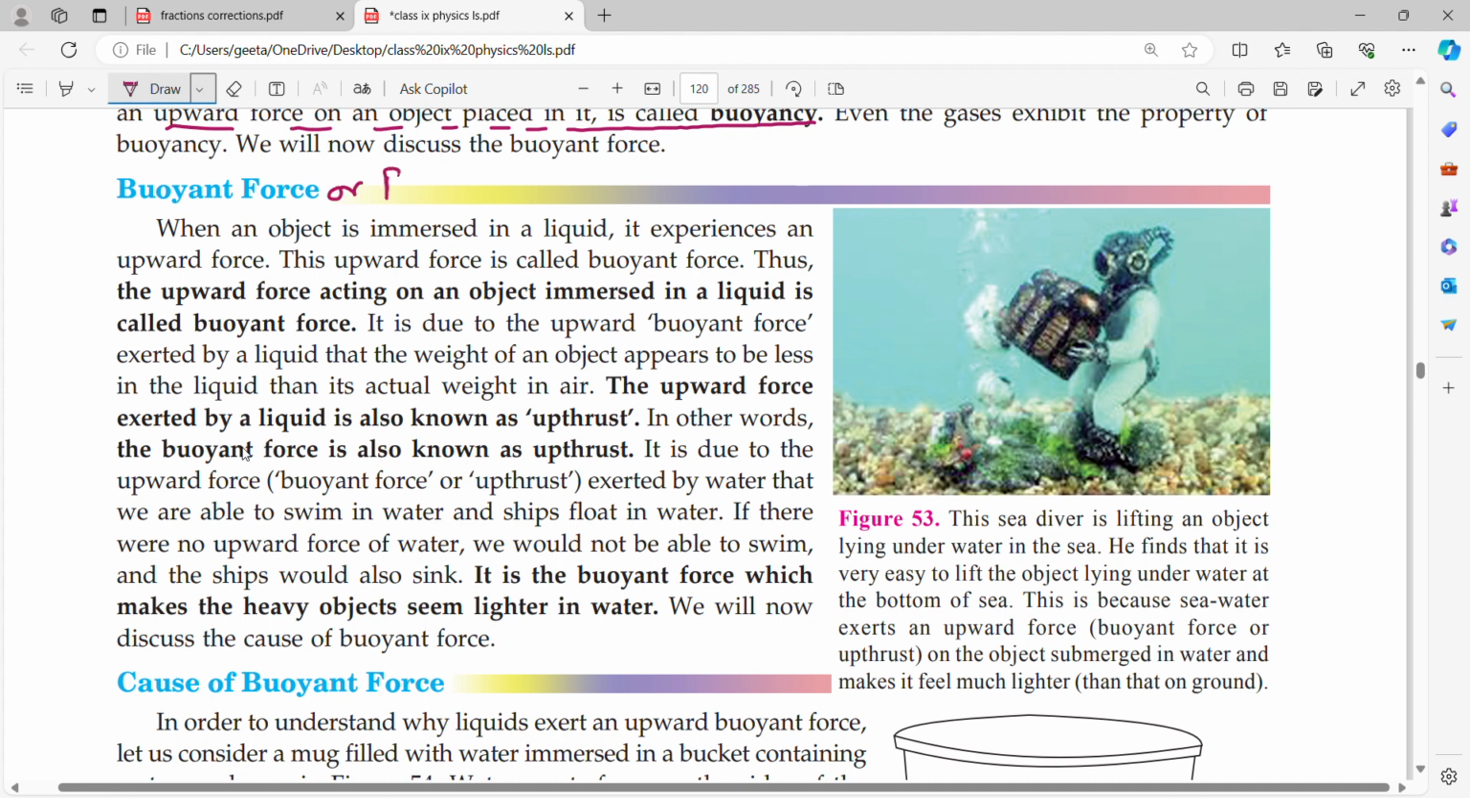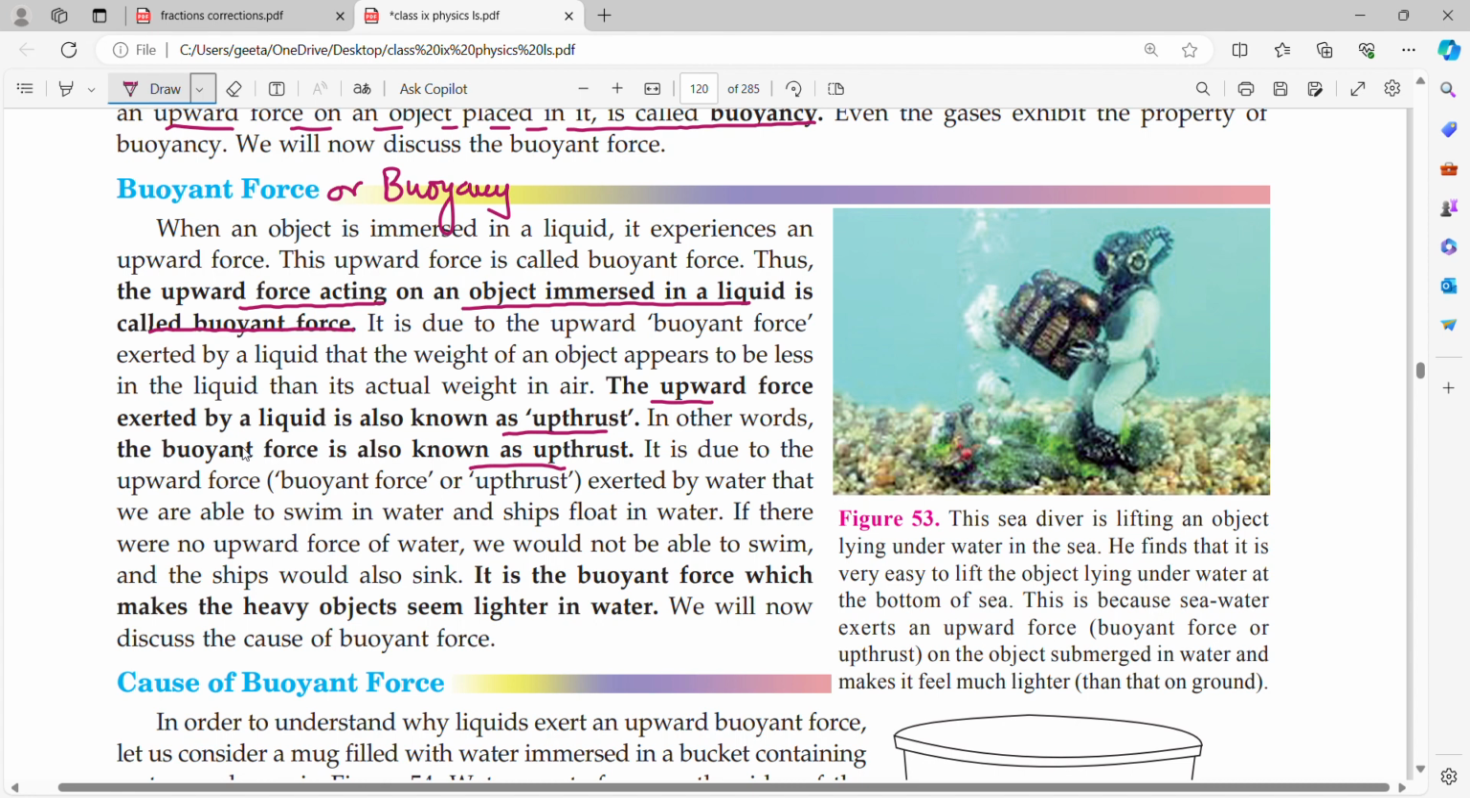Buoyant force or buoyancy, it is one and the same thing, right? The upward force acting on an object immersed in a liquid is called buoyant force. Every liquid is applying a force on the object whose name is buoyant force or buoyancy, and also it is called upthrust. I have one more definition for you: the upward force exerted by the liquid on the body is called buoyant force.